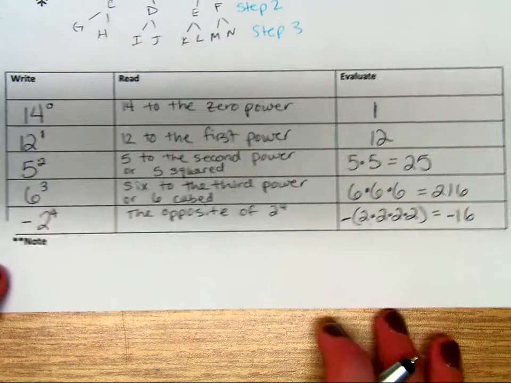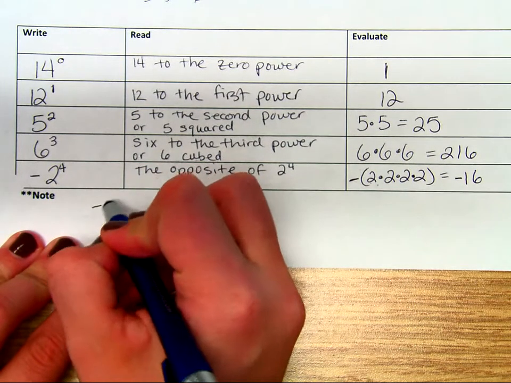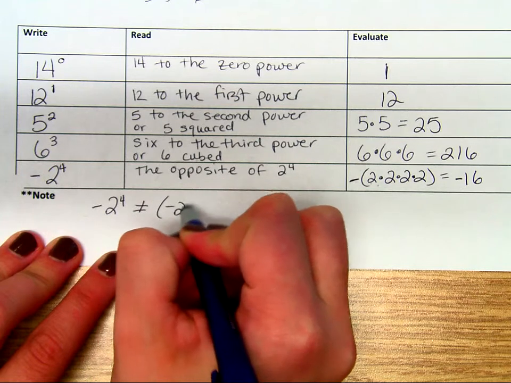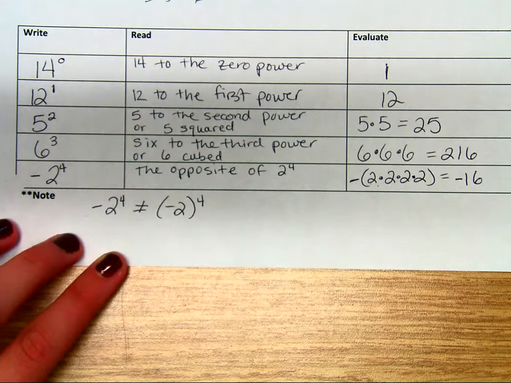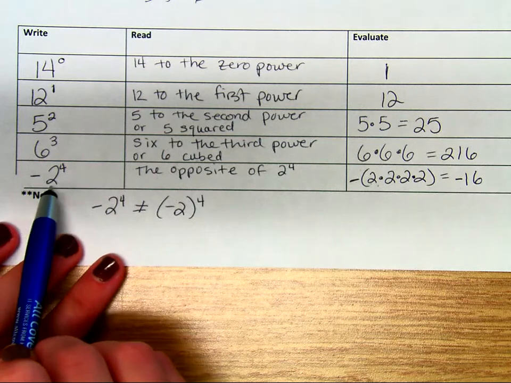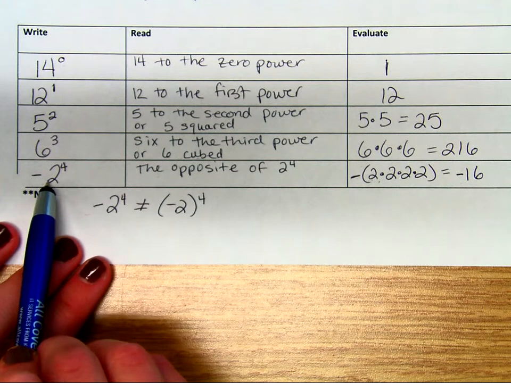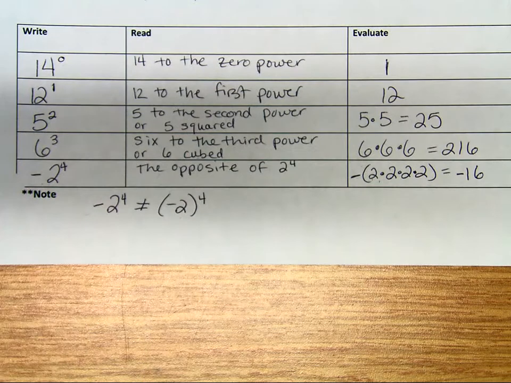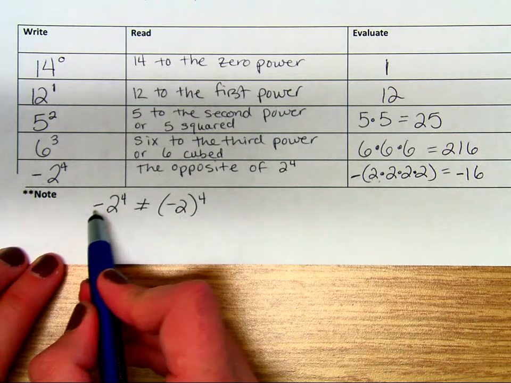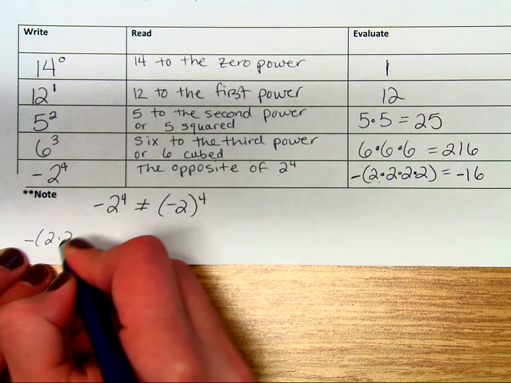Now, let's just make a little note to ourselves here. The opposite of 2 to the fourth is not the same as negative 2 to the fourth. Sometimes people misread this. I think I might have even said it earlier on accident as negative 2 to the fourth. This is actually the opposite of 2 to the fourth. This is negative 2 to the fourth. Now the difference is negative 2, or the opposite of 2 to the fourth, gives us a value of negative 16, just like we found in the chart.